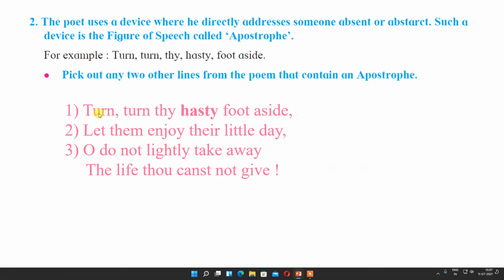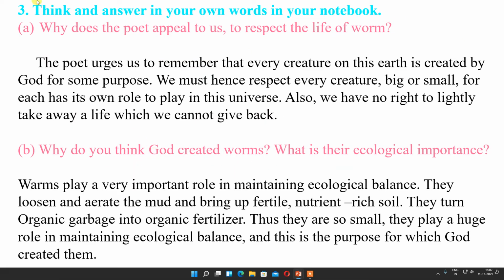The first is given to you: turn thy hasty foot aside. Second line: let them enjoy their little days. So here the poet is addressing an unknown person and requesting them to let the worms enjoy their days. Third, or do not lightly take away the life though you cannot give. So here also the poet is addressing some unknown personality, saying that you don't have the right to take the life of anyone.